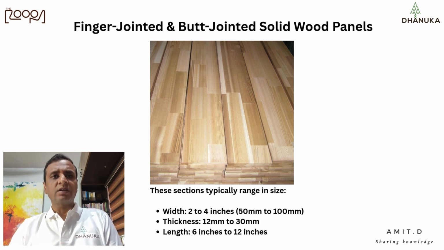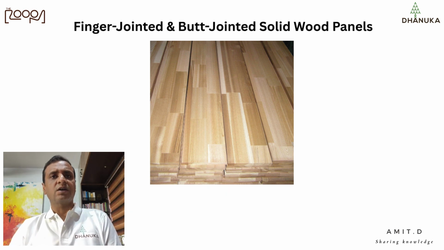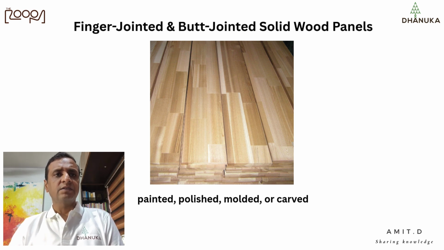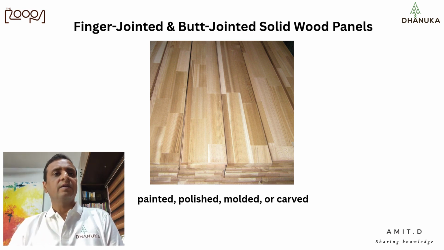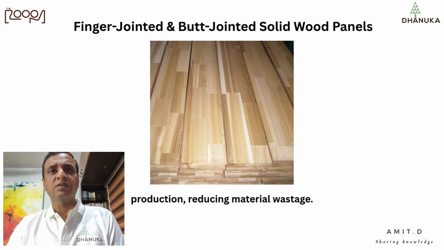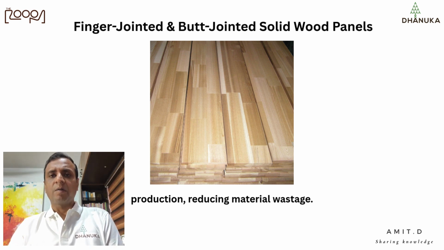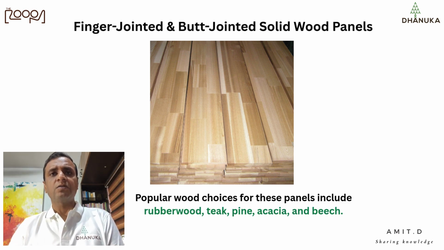By gluing and interlocking these small pieces, larger boards are created, typically in sizes like 4 feet to 8 feet. The surface and edges remain solid wood, eliminating the need for veneer or lamination. These boards can be directly painted, polished, molded, or carved, making them a great alternative to joint-free solid wood. A major advantage is that even wood waste can be used in their production, reducing material wastage. Popular wood choices for these panels include rubber wood, teak, pine, acacia, and beech.